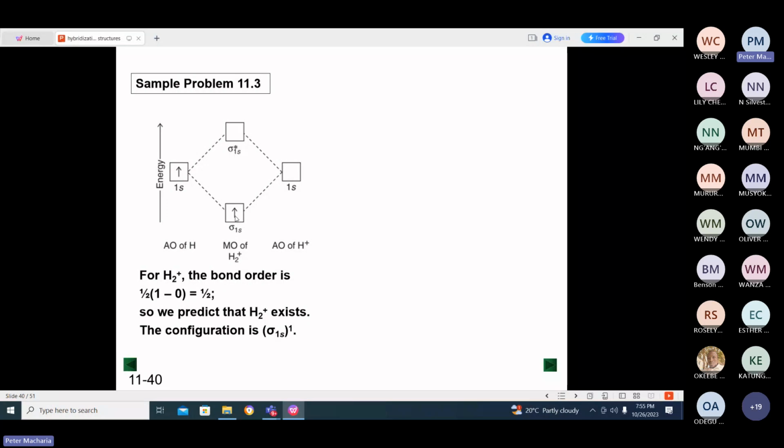Then the bonding molecular orbital has the single electron, which comes from both of the atomic orbitals. The antibonding orbital will have zero. So the bond order will be half, one minus zero, which is a half. So we predict that H2 plus exists, but it is not a very stable configuration. If the bond order is not zero, it exists.